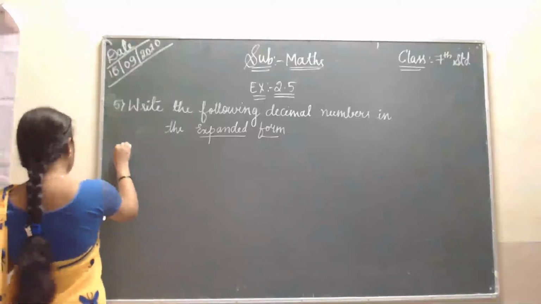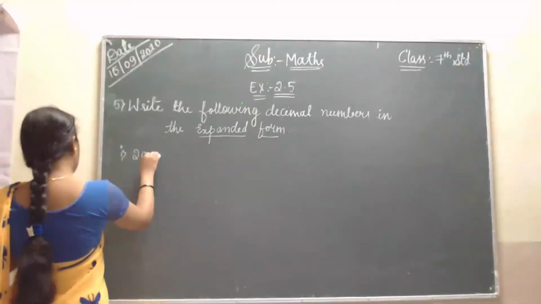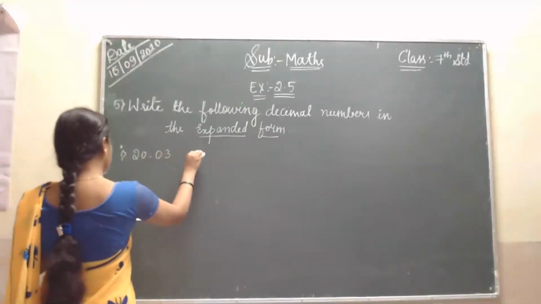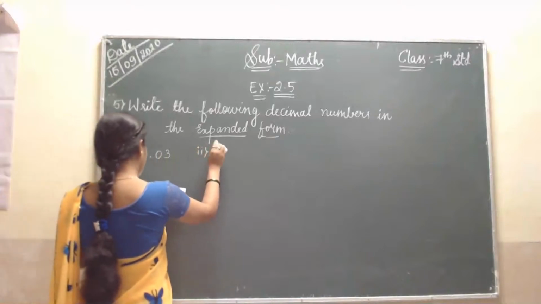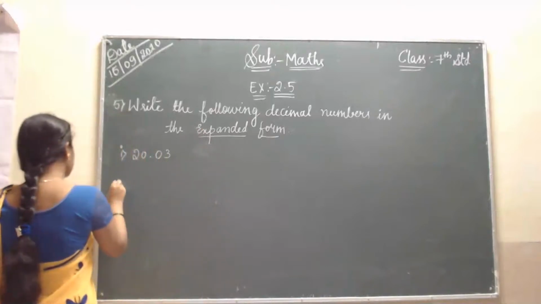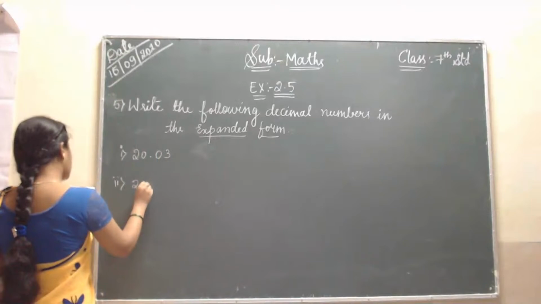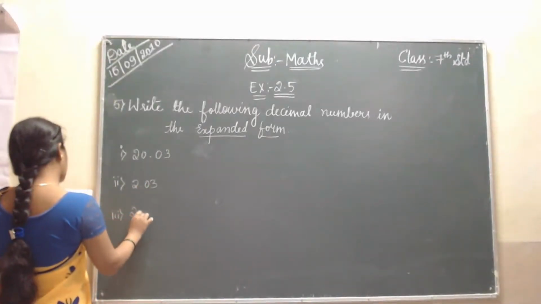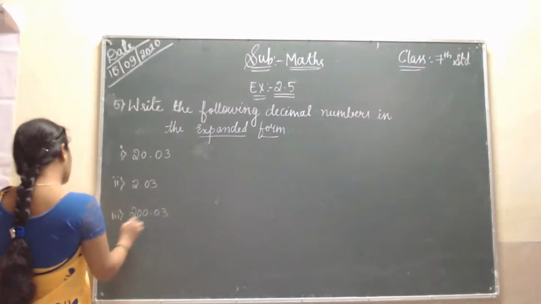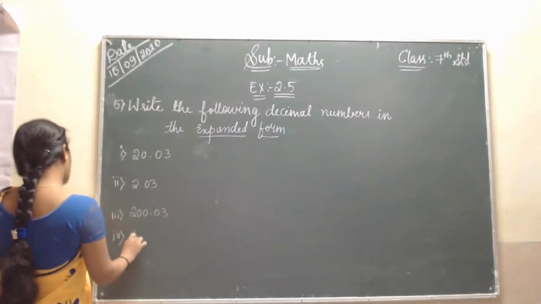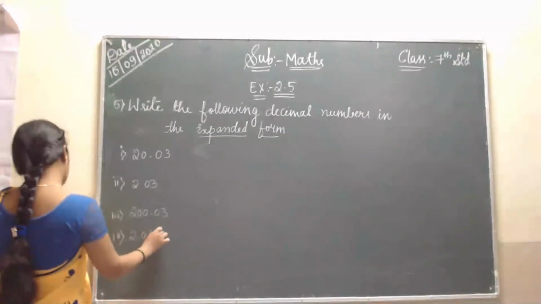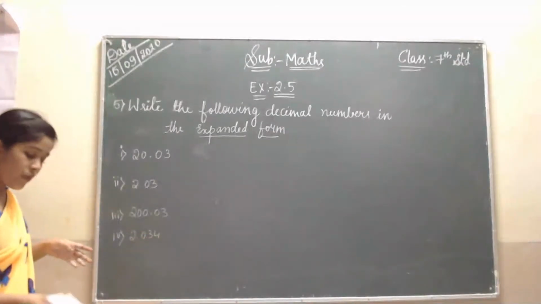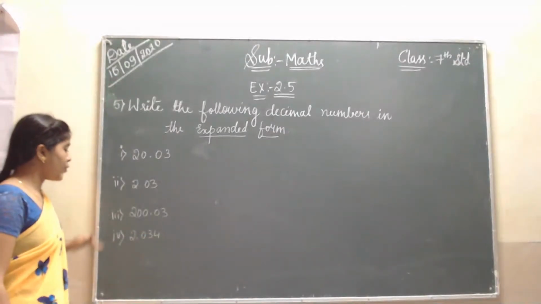Okay, so in this, first 20.03, second 2.03, third 200.03, fourth 2.034. See here, we have to expand these four.